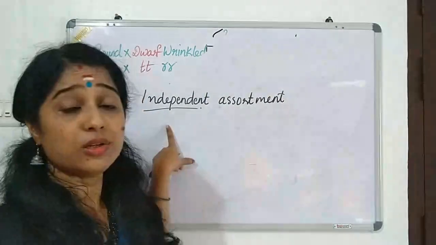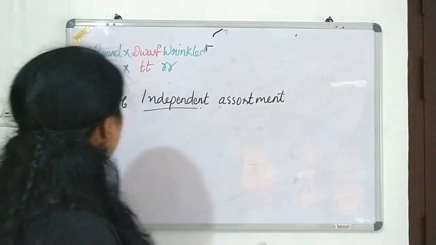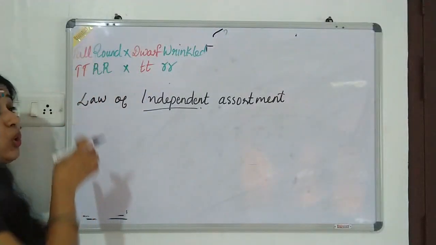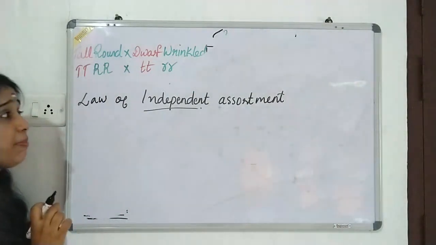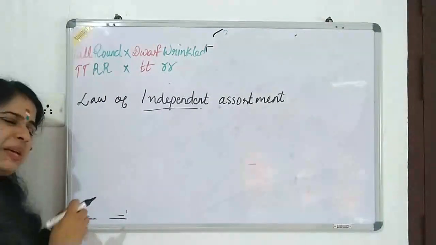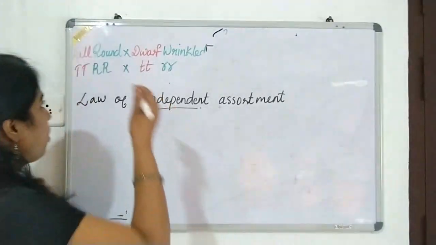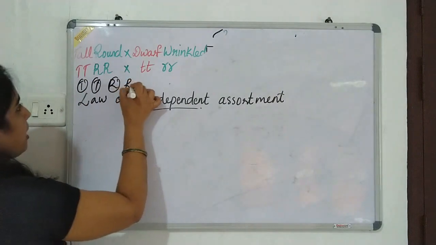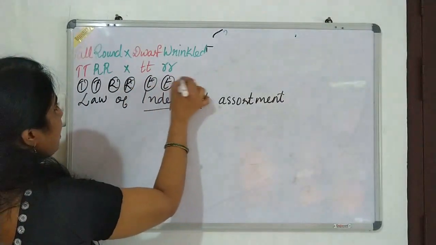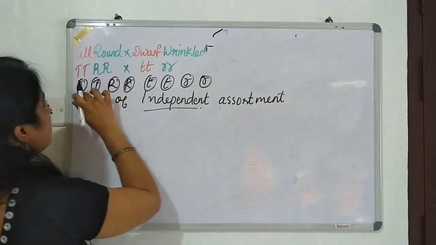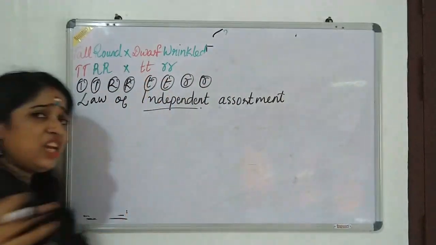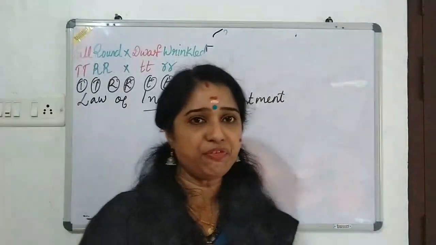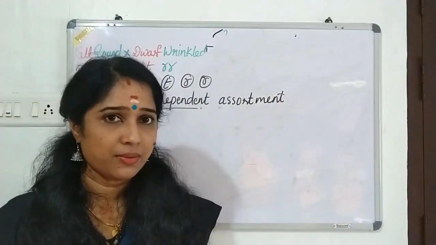What is independent? Not dependent on anyone. So we know that even though the organisms, the genes, they remain close together, but at the time of gamete formation, they separate and segregate. That you have already seen. You know that this T, this T and R, and here small t, these are the gametes. And this T combines with this T. And even though the genes remain together, at the time of gamete formation, they separate and segregate.